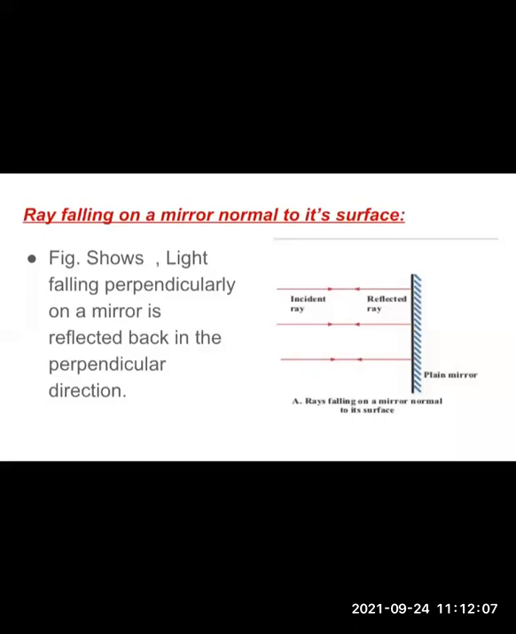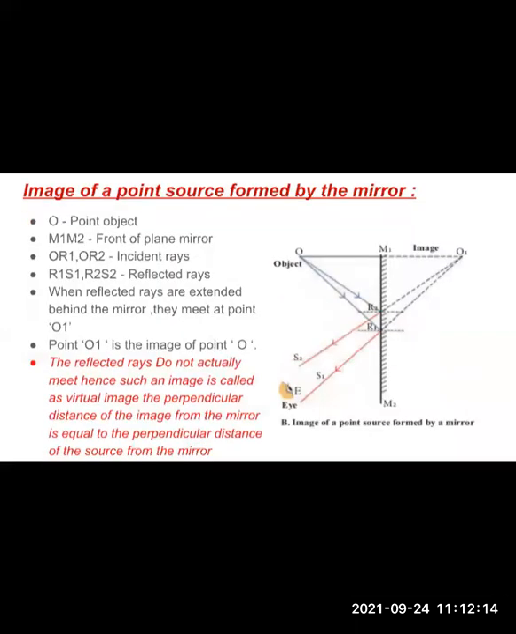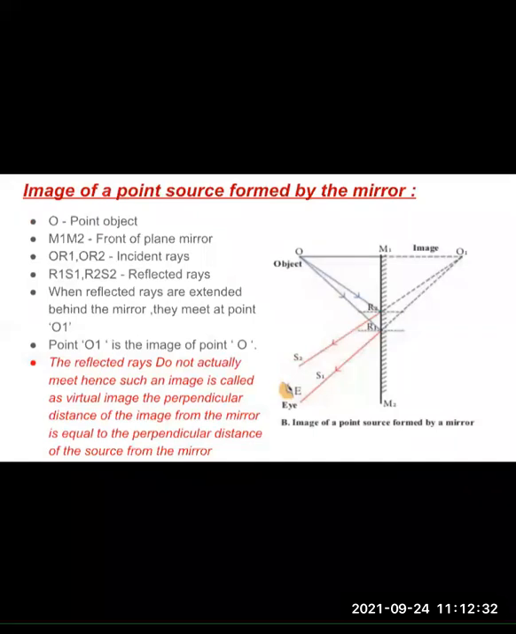The image of a point source formed by a mirror. Here, what we see is a point at the mirror. So this is the back side of the mirror. The front side of the mirror is this part. Okay, this front side of the mirror.